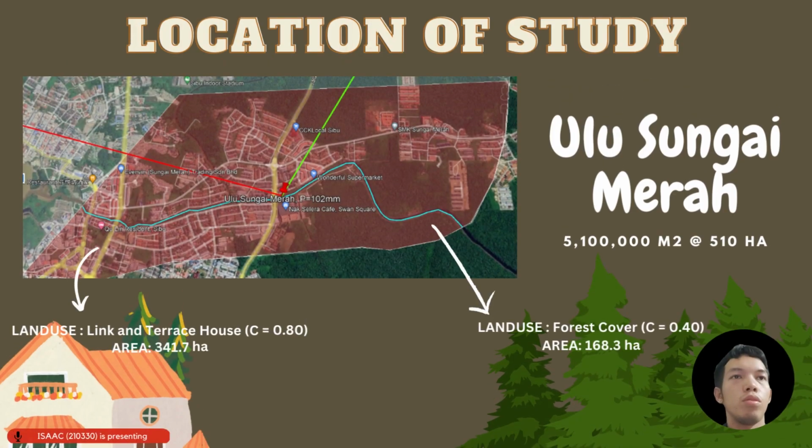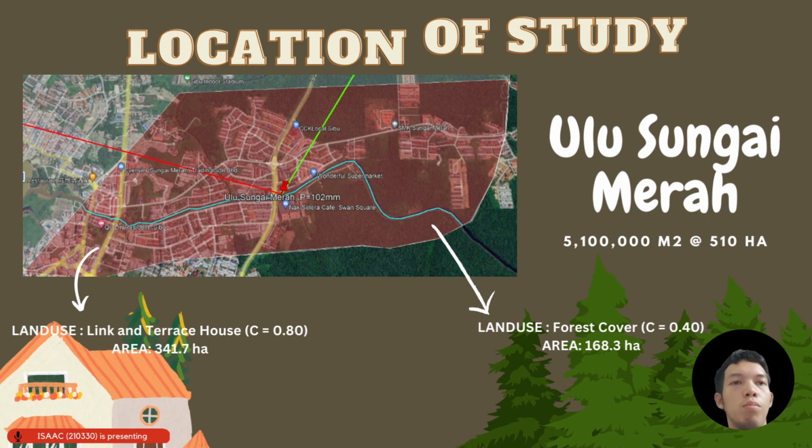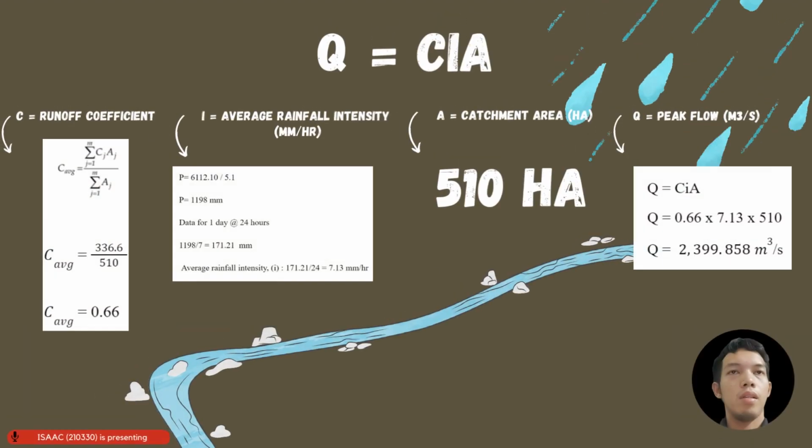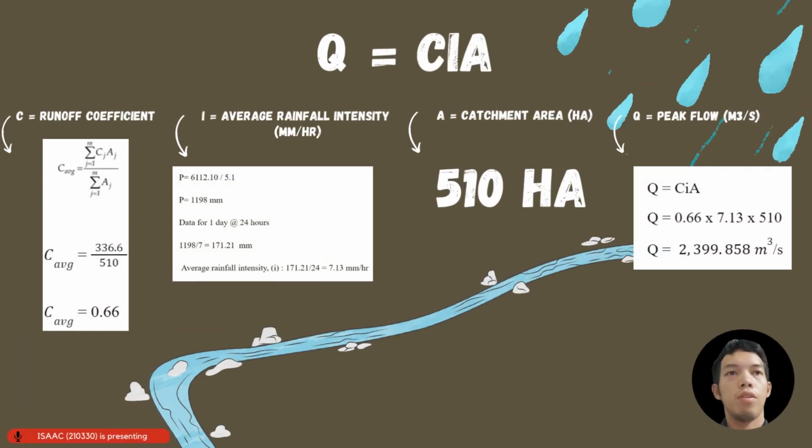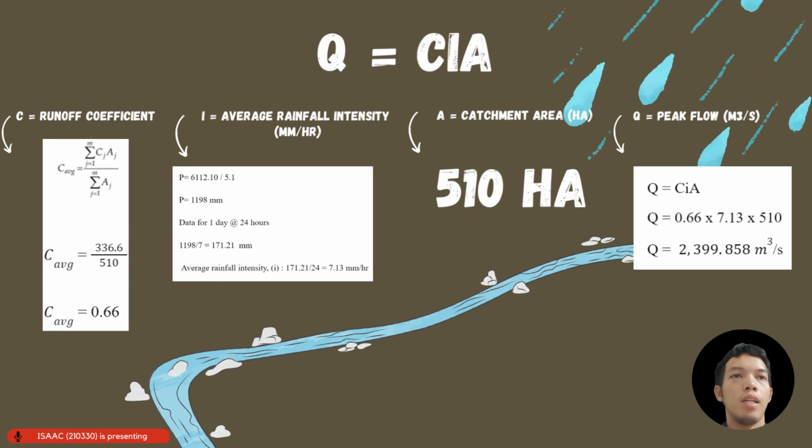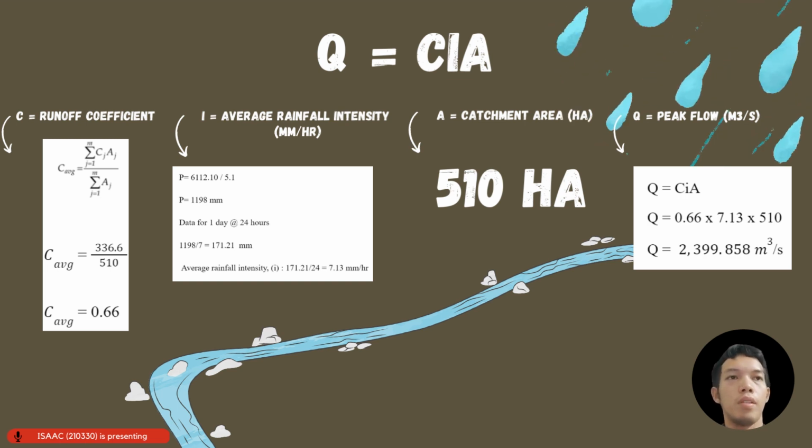Our team has chosen Hulu Sungai Merah as the location of study, and the total area as we identified from Google Earth is 110 hectares. The land use of housing and terrace houses covered 341.7 hectares, and the land use for forest cover covered 168.3 hectares. So we obtain the data for each case. The peak flow that we have obtained is 2,399.858 cubic meters per second.